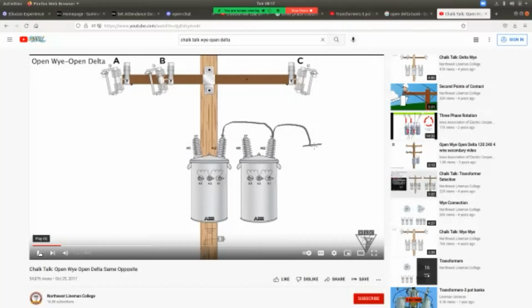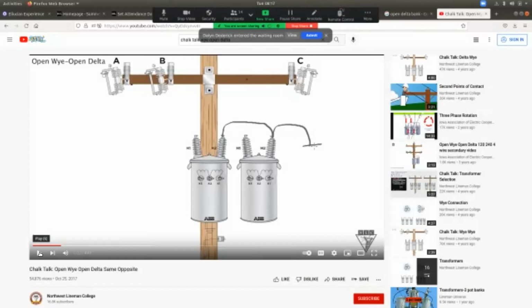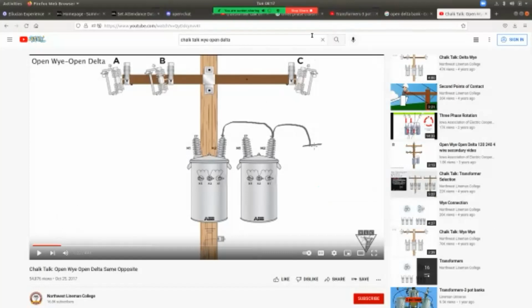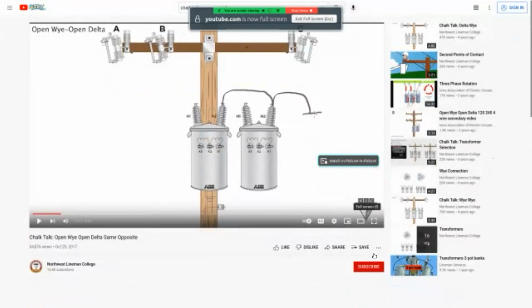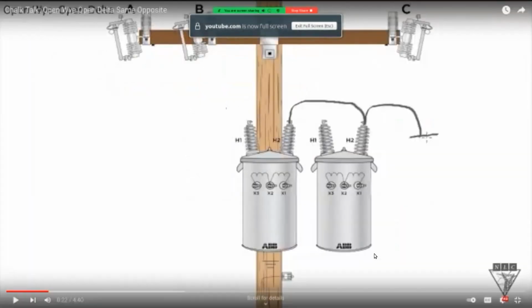Or, like he's drawing it here, he's going to ground both H2s and use both H1s for primary. Does that make sense? Yeah. You can't mix and match. Whatever bushing you use as the energized bushing on the transformer, it has to stay the same between all 3 transformers. Does that make it look any better? Yeah, a little bit. Okay.